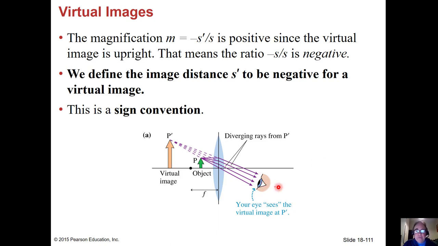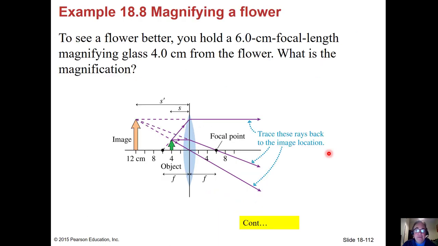So here's a nice picture. Here's where your eye is, and the object is within the focal length. Your eye has to trace the rays back, and then you get the virtual image. Okay, so virtual images, always upright, magnification always then positive. Okay. Good. Here's another example we can take a look at.